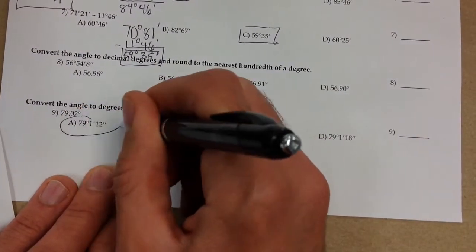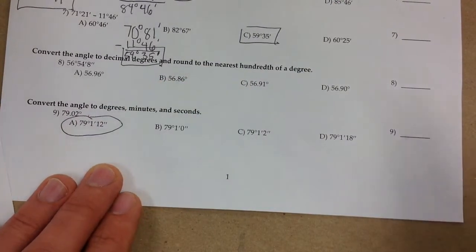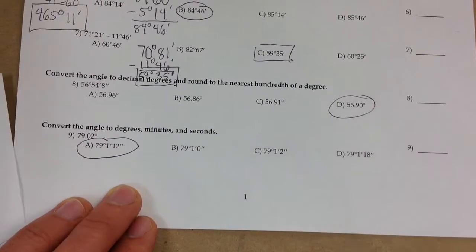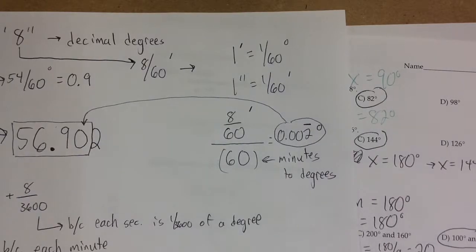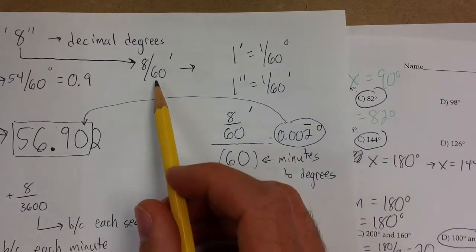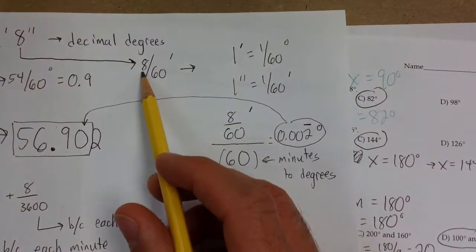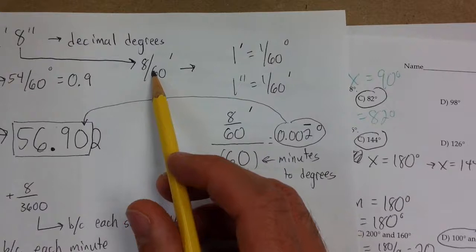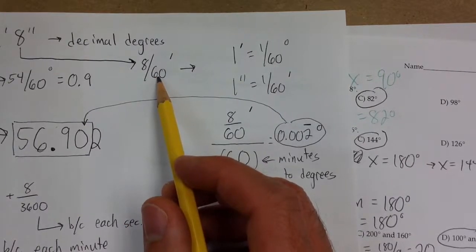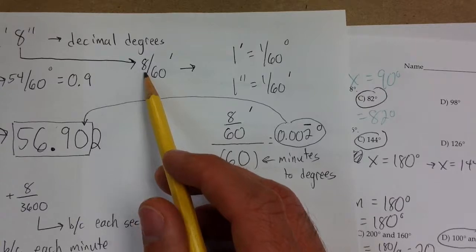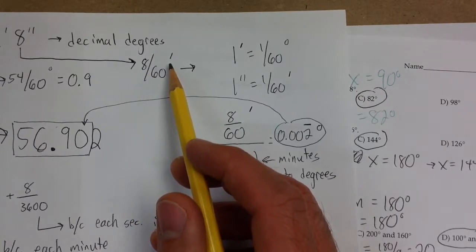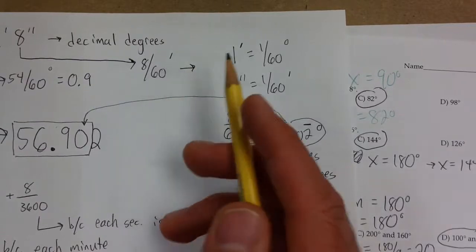So that was choice A. Number 8 was choice D. So I just wanted to add here why you can take the number of seconds and divide it by 3600. So we know that 8 seconds is 8/60ths of a minute because each second is 1/60th of a minute.